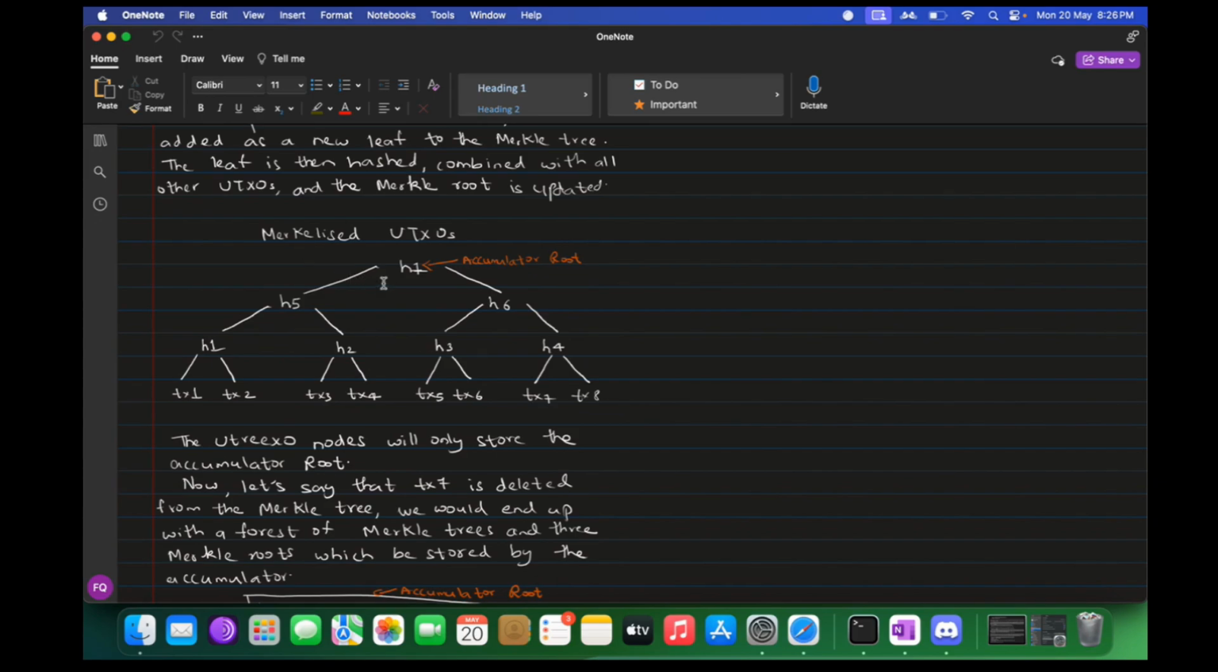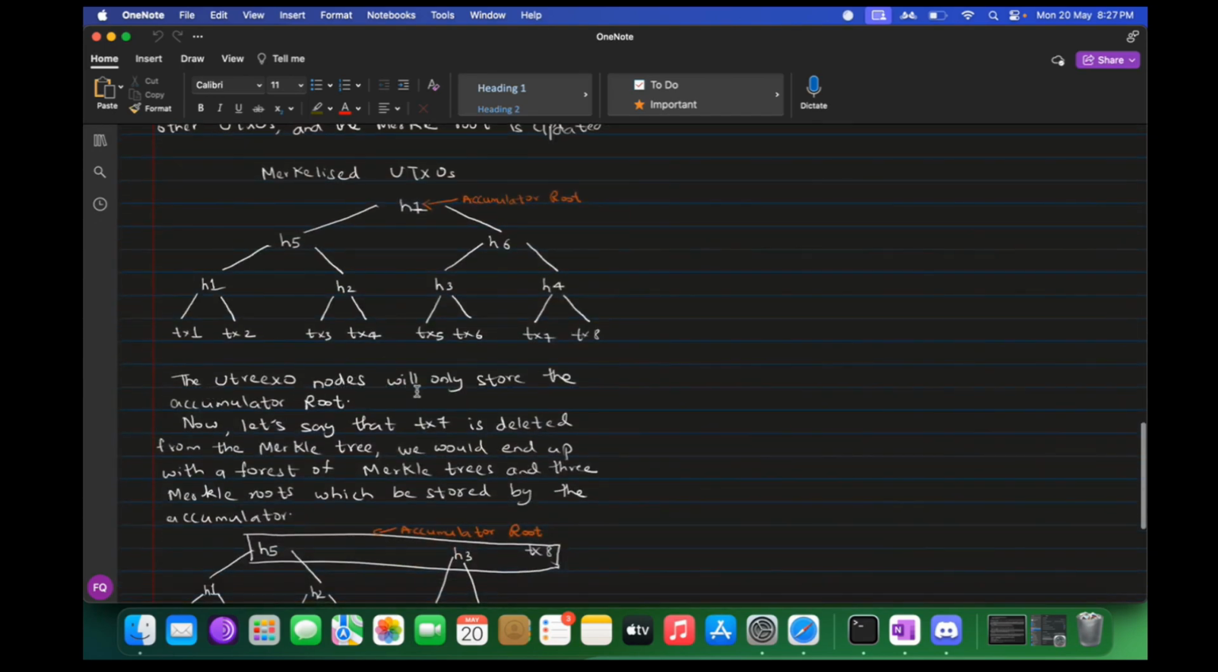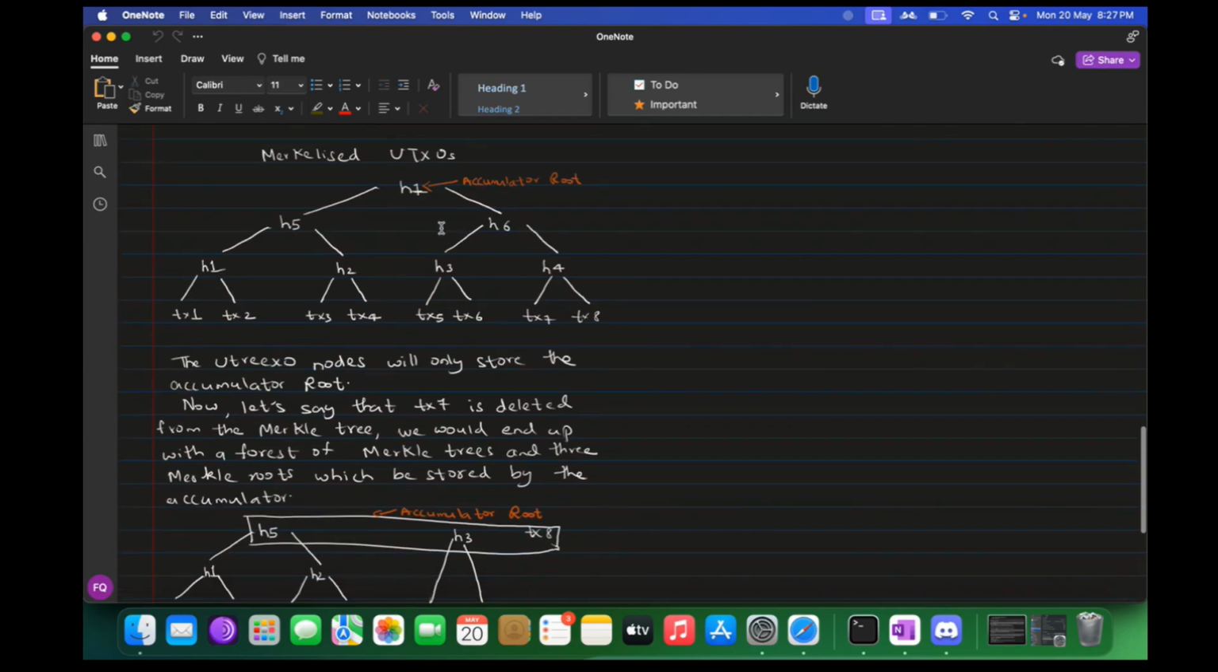So the compact node will only store this accumulator root. Every time it sees a new transaction, it will just delete a UTXO, add the new UTXO to the UTXO set, and update the accumulator root. That is what it will do. UTreeXO nodes will only store the accumulator root, so they only need to store 12 KB of data and not 12 GB of data.